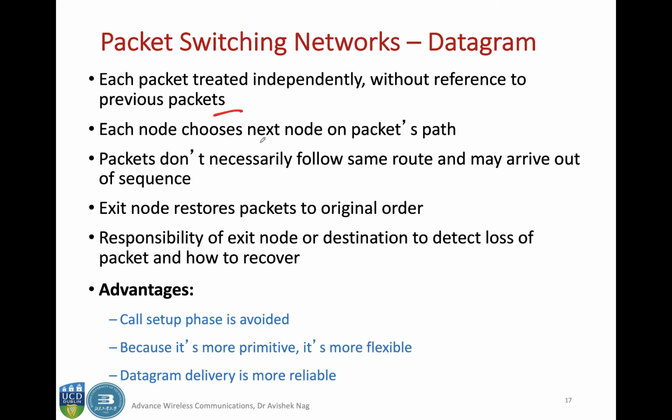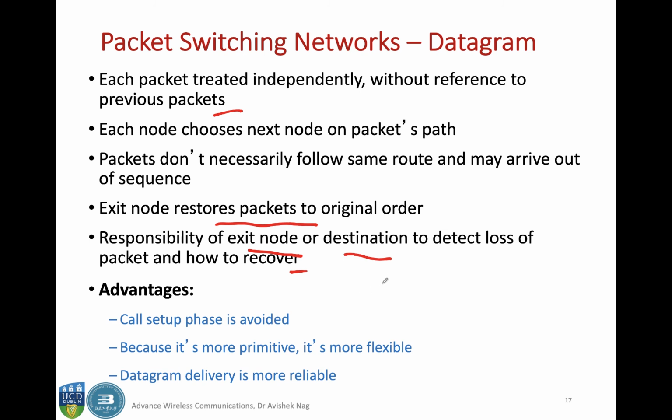Each node chooses the next node on the packet's path. Packets don't necessarily follow the same route and may arrive out of sequence. The exit node restores all the packets to original order. It's the responsibility of the exit node or the destination to detect loss of a packet and decide how to recover. Let's think about this as the postal system.